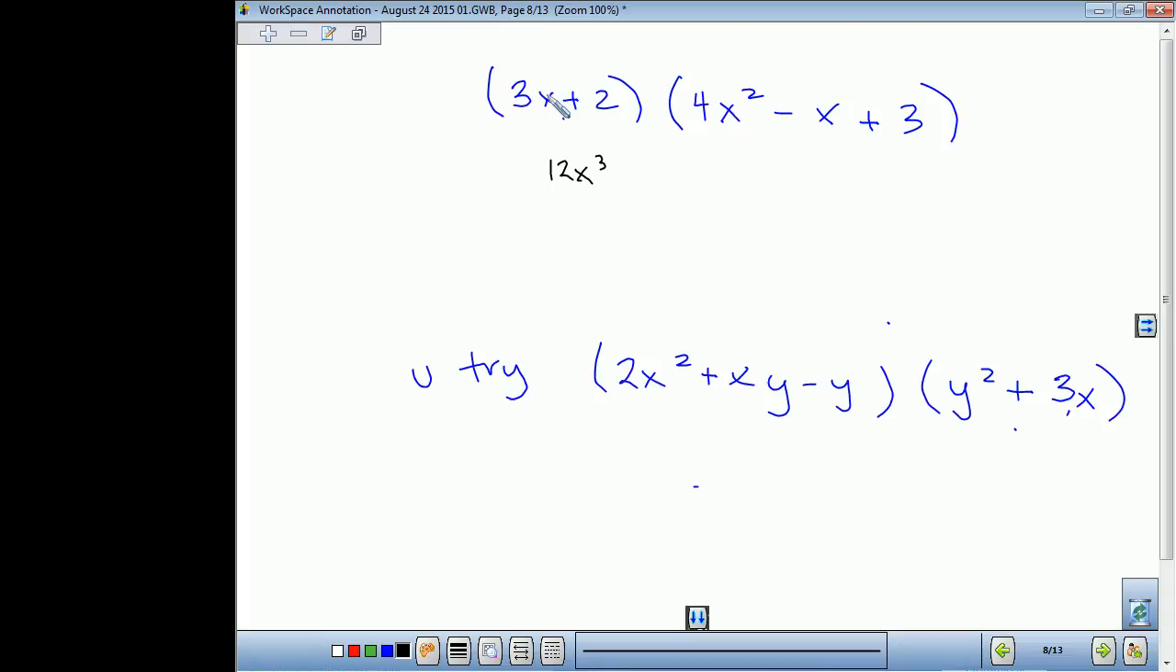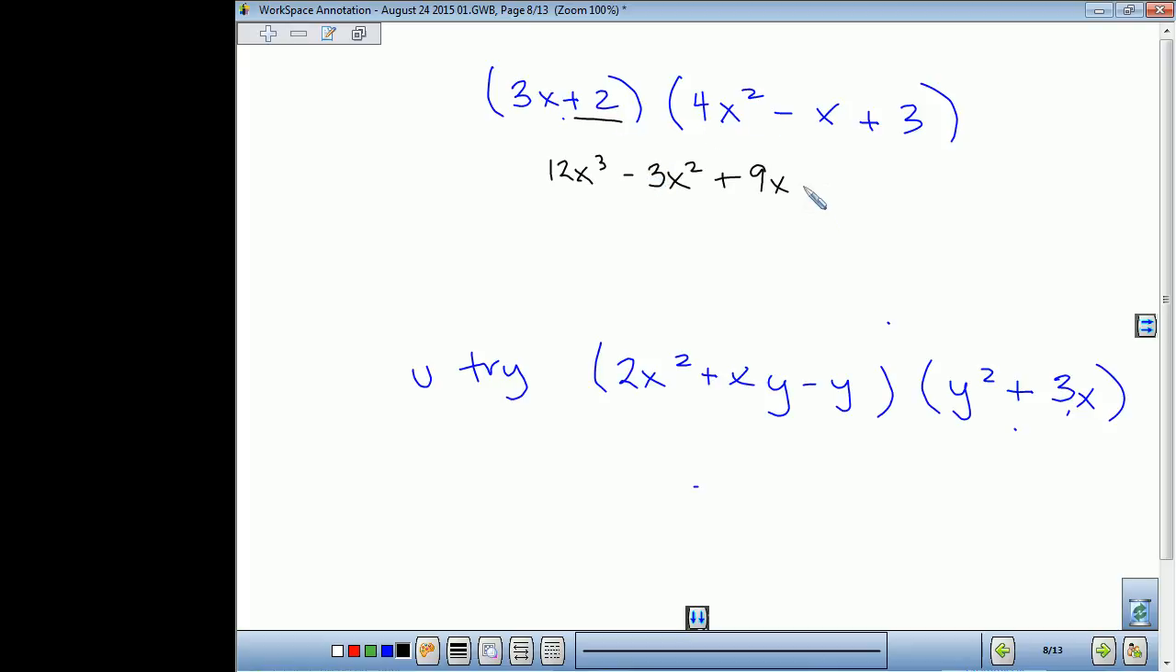Correct. 3x times negative x. Negative 3x squared. 3x times a positive 3. 9x. So now what we've done is we've taken this first term and multiplied it through every term in the following trinomial. Now let's take the second term, 2.